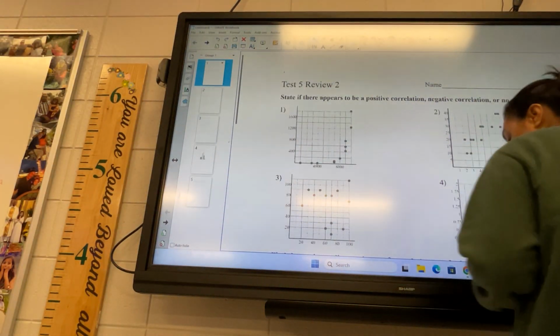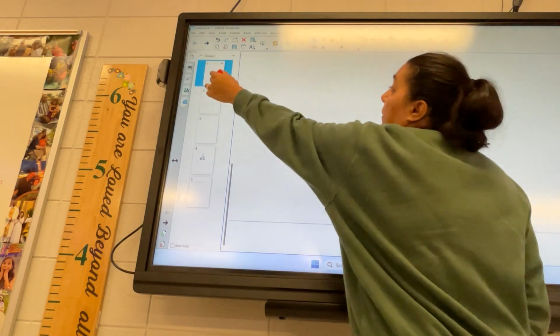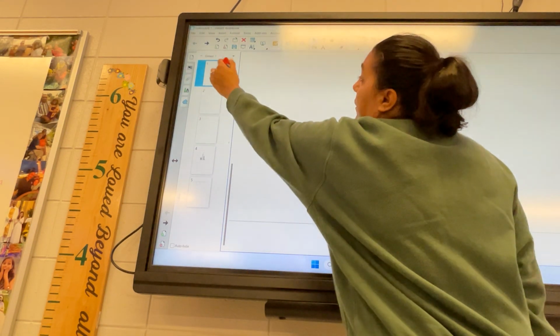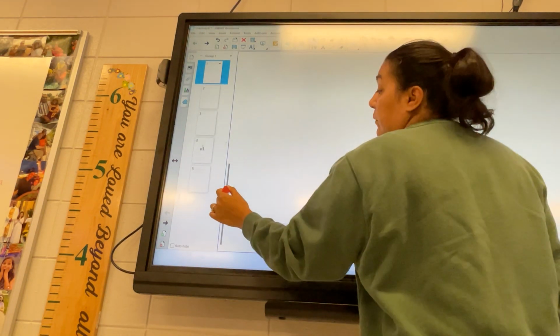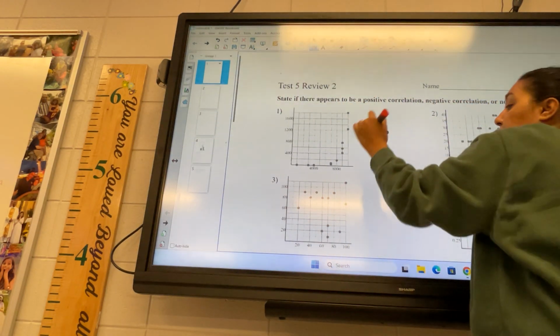Or no correlation. Look at number 1. Is it positive, negative, or none? It is positive. Overall, it's going up. What happens? Okay, overall, it's going up.